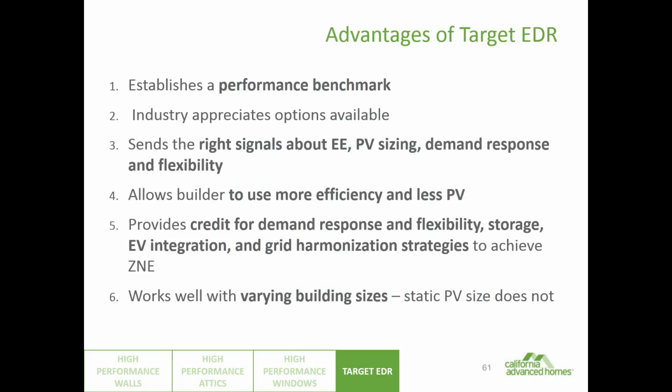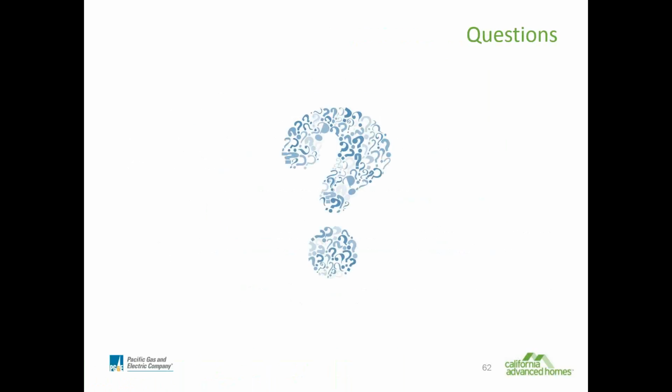And a delta of 3 is reachable in all climate zones through various ways. But EDR is where we're moving into the future. And then that's really it.